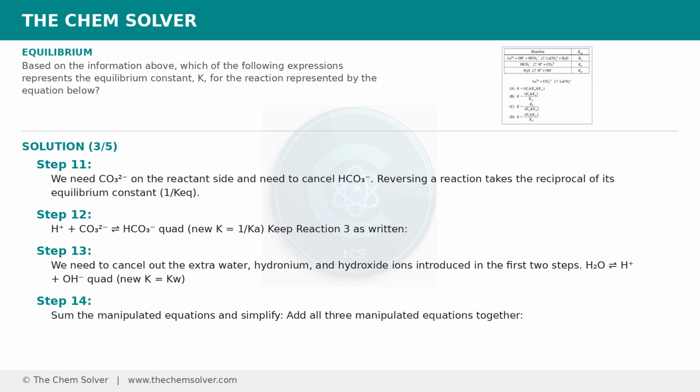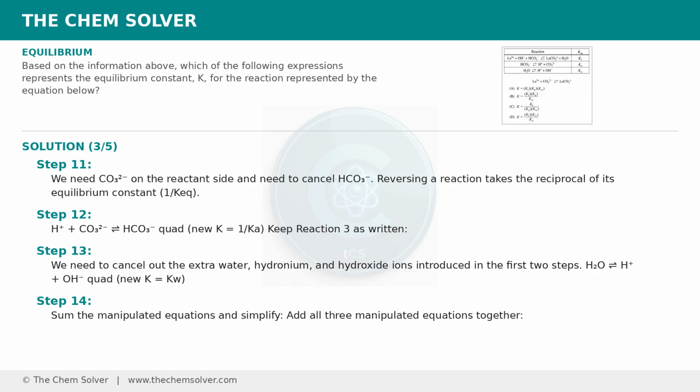Keep reaction 3 as written. We need to cancel out the extra water, hydronium, and hydroxide ions introduced in the first two steps. H2O is in equilibrium with H^+ + OH^-. New K equals Kw. Sum the manipulated equations and simplify.